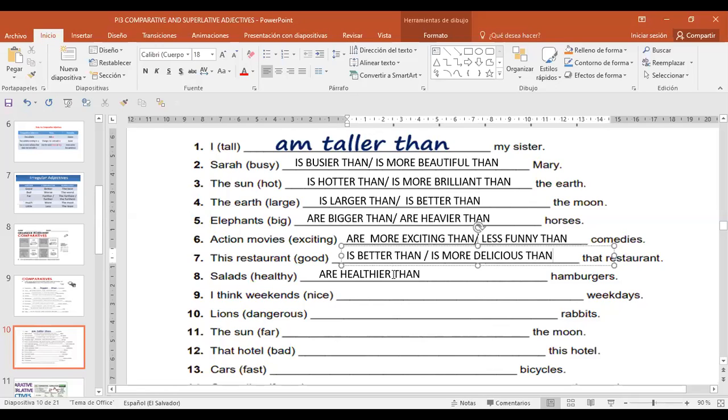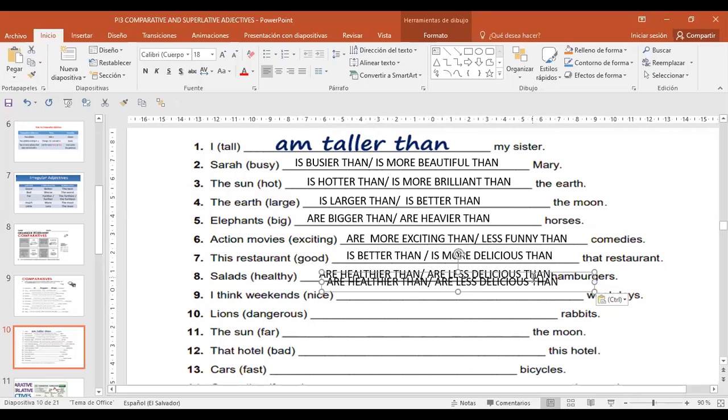Okay, salads, healthy. Salads are healthier than hamburgers. Any other opinion with other adjective? Salads are less delicious than hamburgers. Yes, that's true, but if we want to be healthy. Okay, are less delicious than. Excellent.